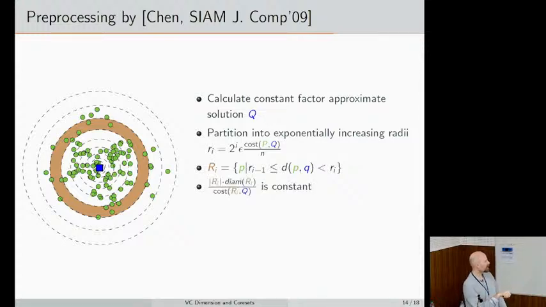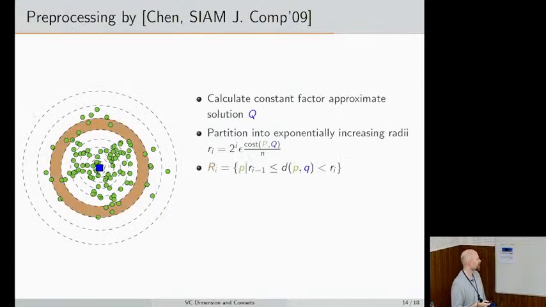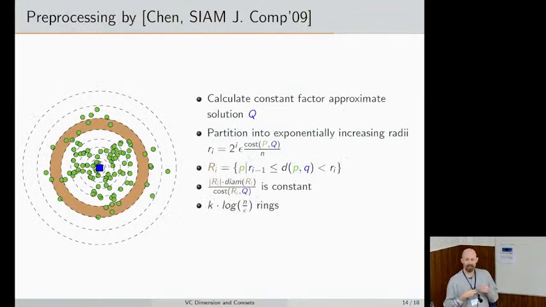And the reason why I did this is that now the number of points times the diameter of this, divided by the contribution to their cost, is a constant. So this term right here that ruined my day for uniform sampling on the last slide now just vanishes. So now uniform sampling works. And what I had to do in order to impose this is pay with some pre-processing steps.